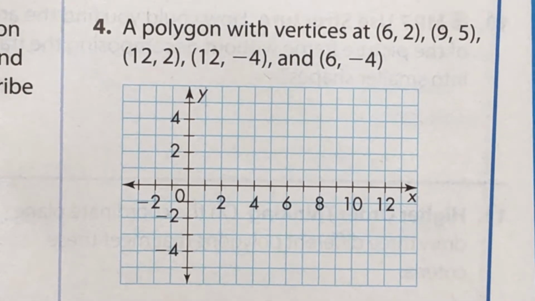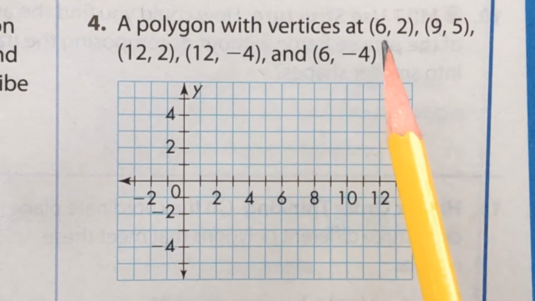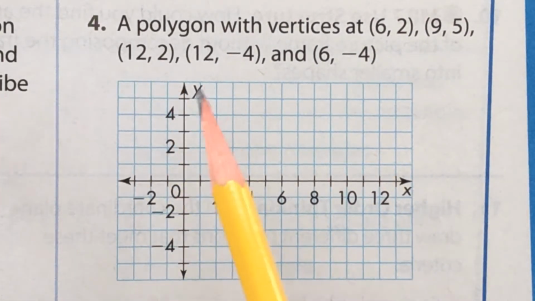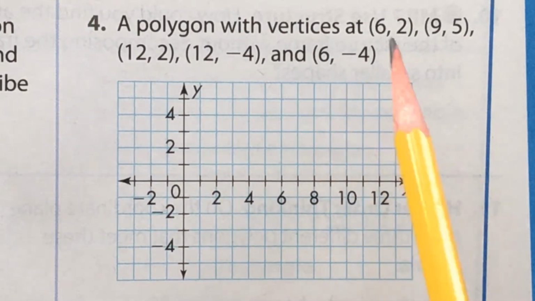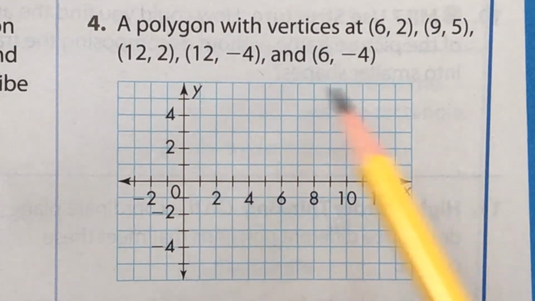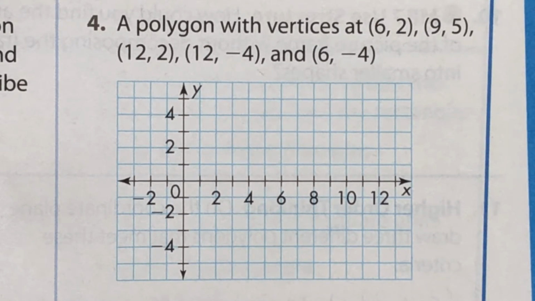Okay, you may get a question that looks like question 4, and it says a polygon with vertices at (6, 2), (9, 5), (12, 2), (12, negative 4), and (6, negative 4), and it says to find the area. Well, in order to even find the area, you're going to have to graph those ordered pairs. So let's do that right now. We haven't done this since probably like November, December, so this might be a good refresh of plotting points.